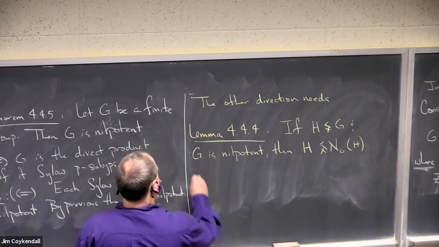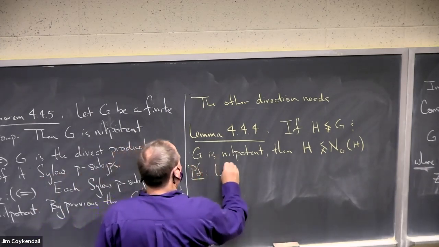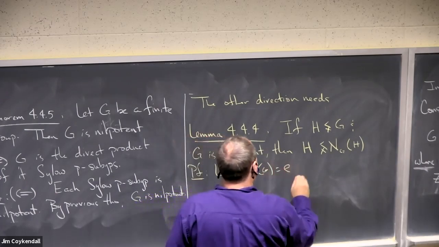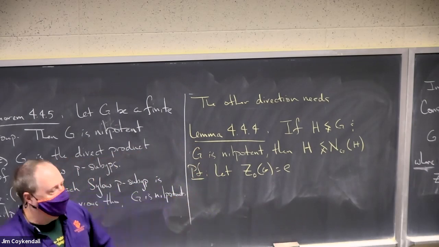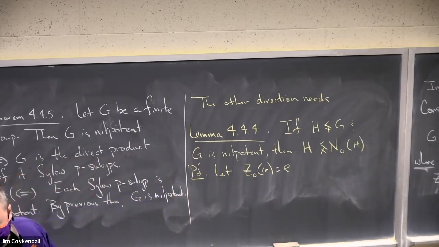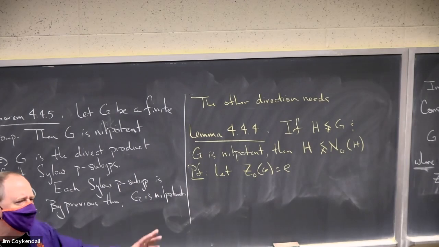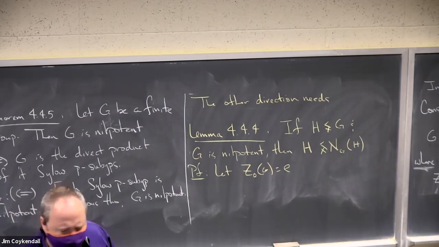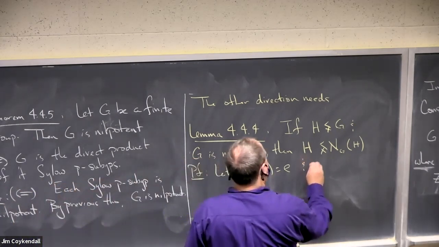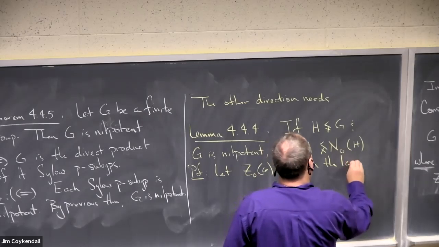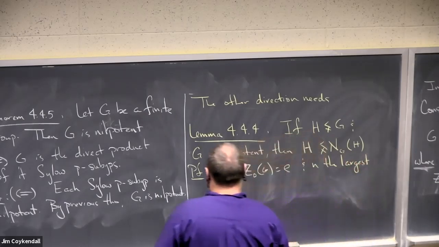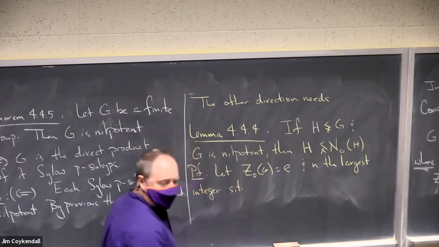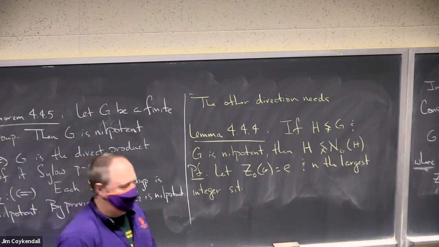Let's prove this. I haven't defined this yet, but let Z_0(G) be the identity. This is just a notational marker, for convenience. And let n be the largest integer such that Z_n(G) is contained in H.